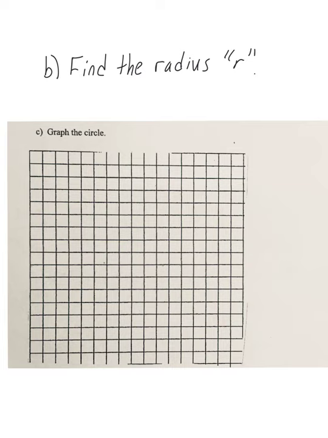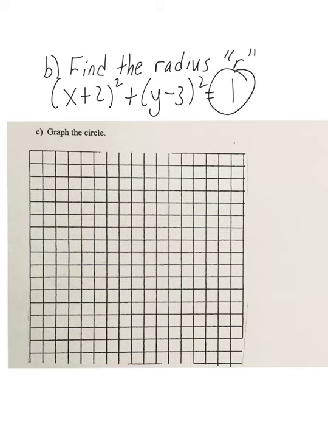So rewriting our standard form from part A, we said that we got the quantity x plus 2 squared plus the quantity y minus 3 squared equals 1. So part B wants us to find the radius r, and remember the way you do that is you take the number by itself and you always square root it. So the square root of 1 is 1 again. So my radius is simply 1.